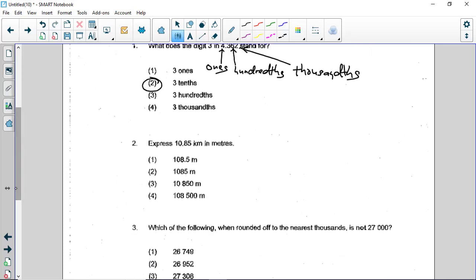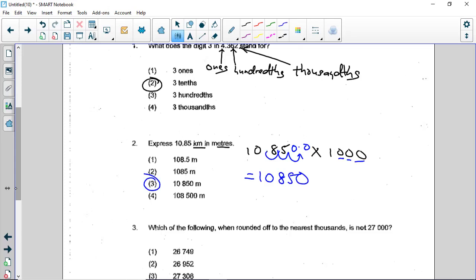How do you change kilometers into meters? From big to small unit, you have to multiply. 1 kilometer is 1,000 meters, so you have to take 10.85 times 1,000. You have to learn to shift the decimal point to the right when you multiply. How many times? There are 3 zeros, so you shift 3 times: 1, 2, and 3. Then put a 0 in the empty basket, with the arrowhead on top as the decimal point, and then 0 behind. So how many meters? 10,850 meters. So your answer is number 3.